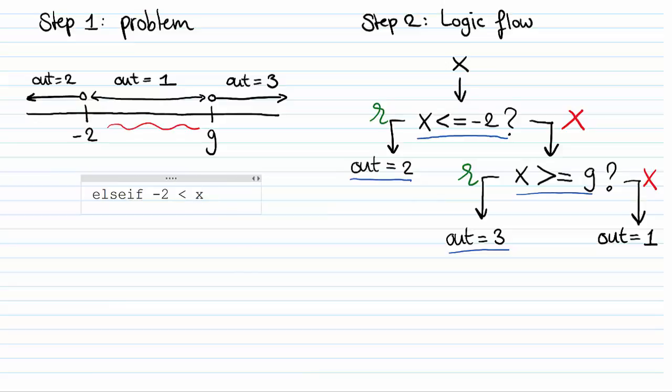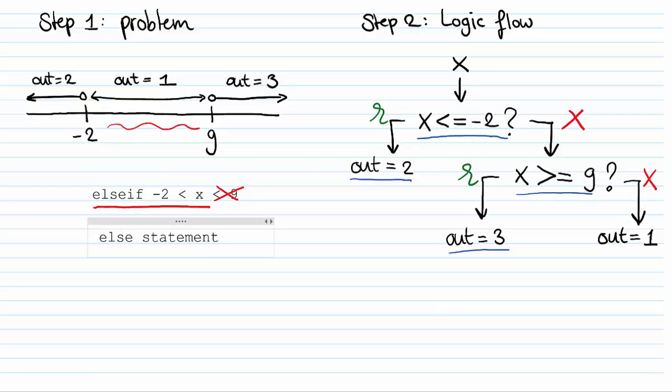-2 and 9. However, remember that MATLAB always reads from top to bottom and from left to right. So in this case, it will only read else if x is bigger than -2 and ignore everything else behind it. Therefore, it's better to use the else statement. The else statement takes into account all the values that have not been previously defined by if statements. In this case, this will be the area between -2 and 9.